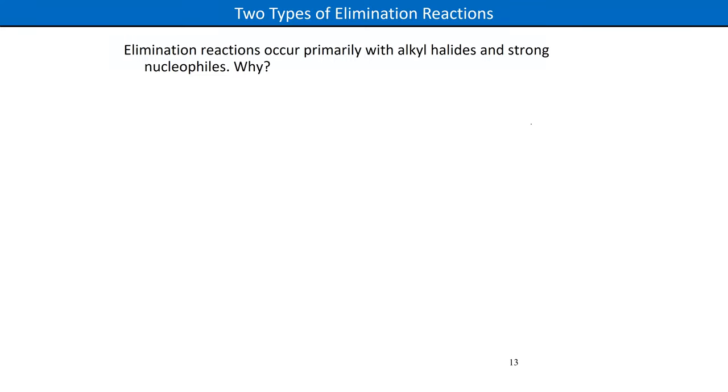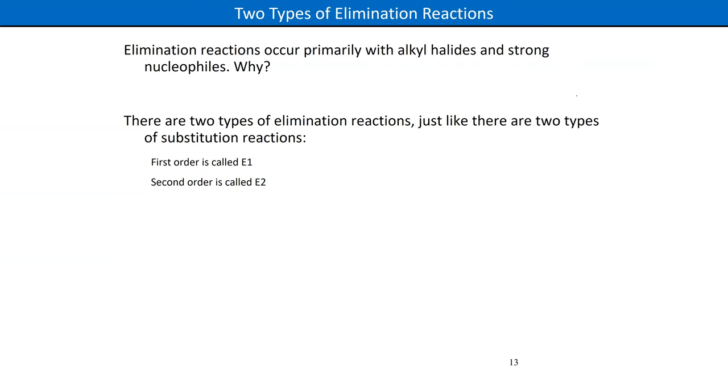So elimination reactions occur primarily with alkyl halides and strong nucleophiles. We already went through that, because a strong nucleophile can also be a base. And just like we saw before, there are two types of elimination reactions. There's a first order, which is going to go through a carbocation intermediate.